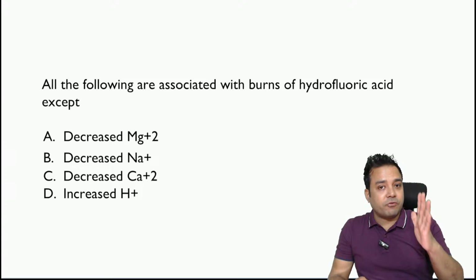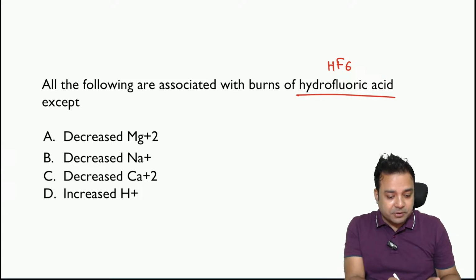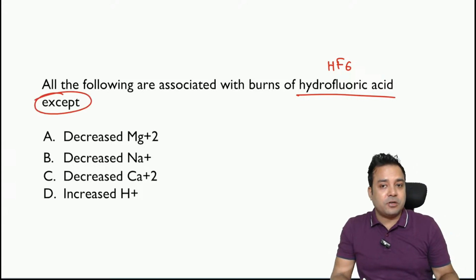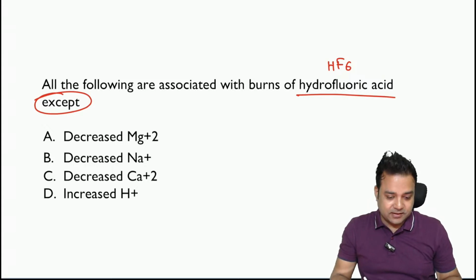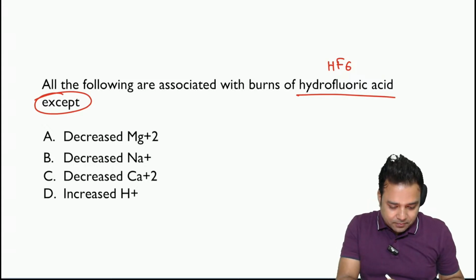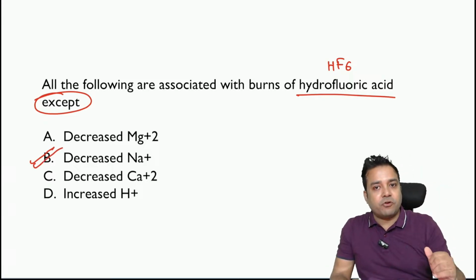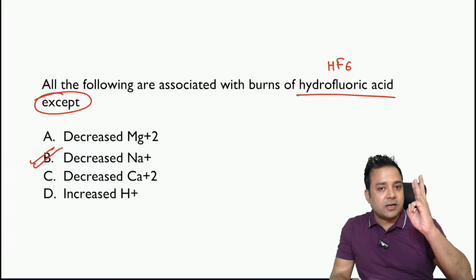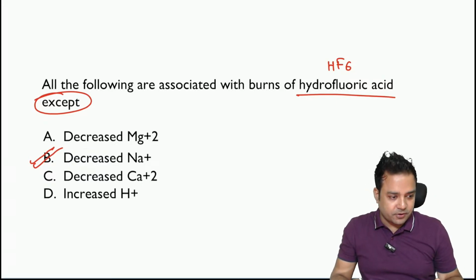Next one. All of the following are associated with burns of hydrofluoric acid, represented as HF. So tell the answer, except which. Never forget this word. All of the following are seen in HF exposure except... B. All others are true things. So hydrofluoric acid leads to hypomagnesemia, hypocalcemia, as well as increases H plus ions in the body. Okay.